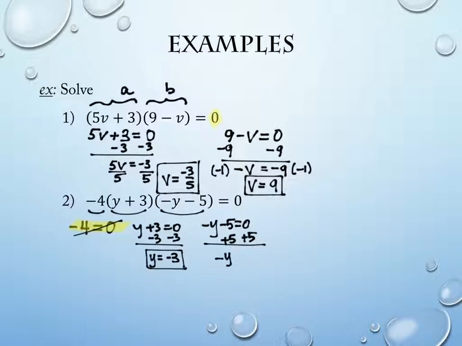So I have negative y equals 5. And then what? Divide or multiply by negative 1. We'll divide this time, sure. So what would y equal from this part of the equation? Negative 5. Again, two solutions, because I really have two sets of parentheses with variables involved to allow that to happen on this one.